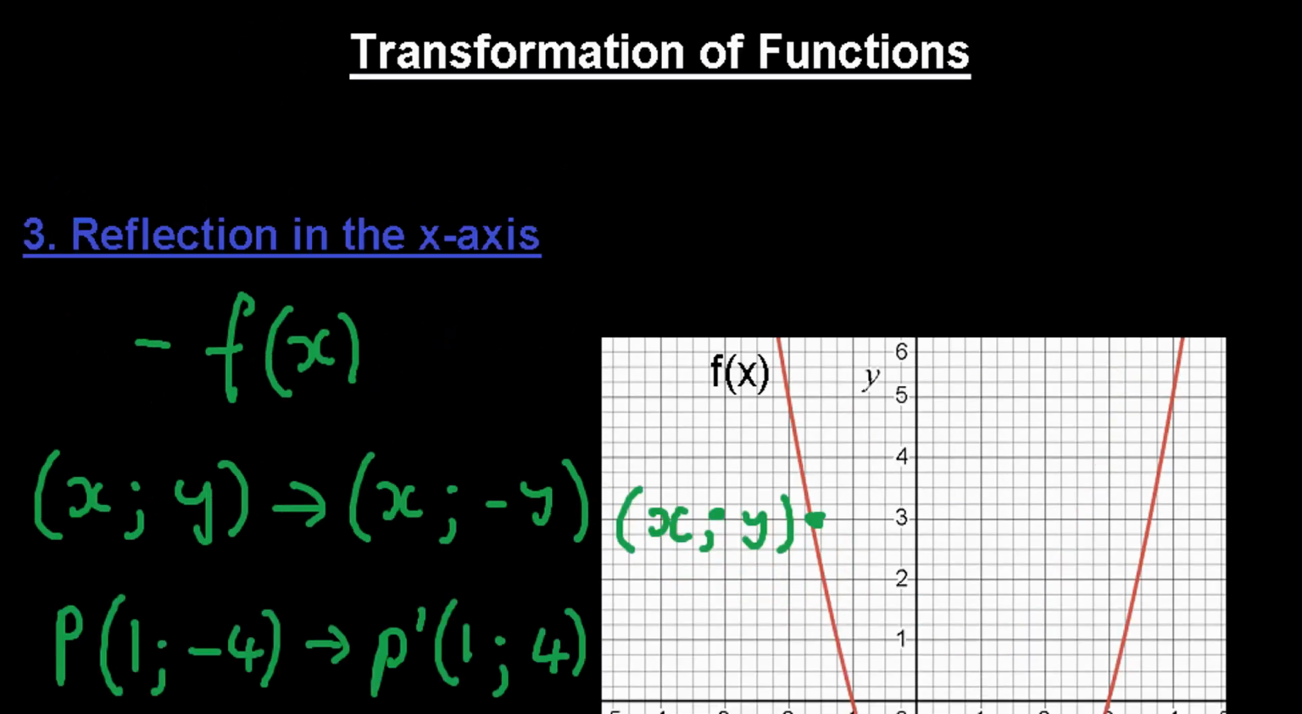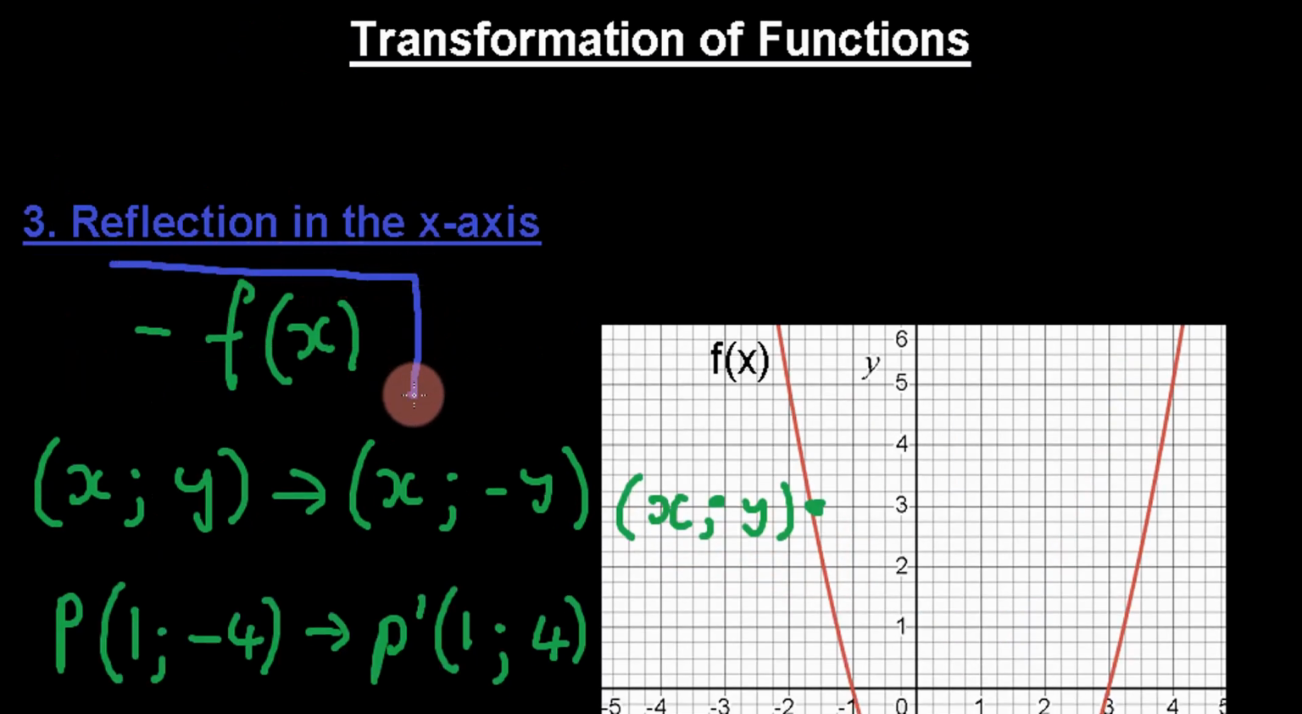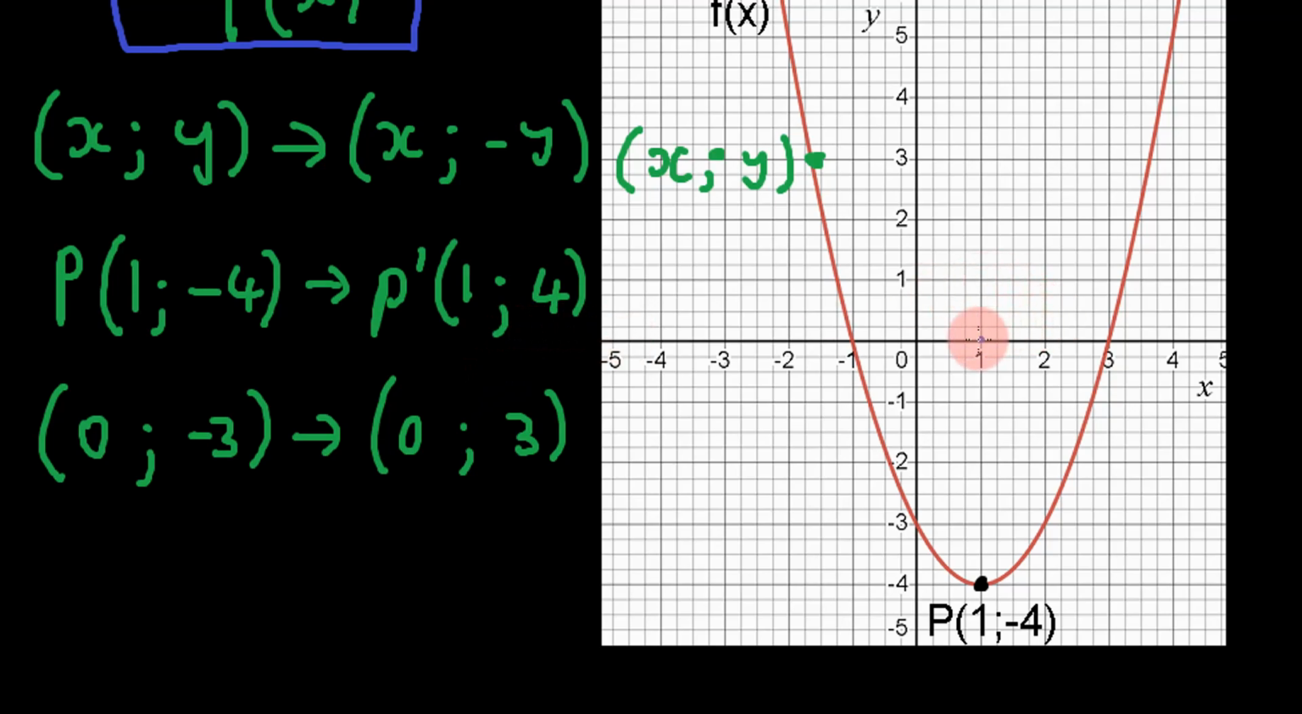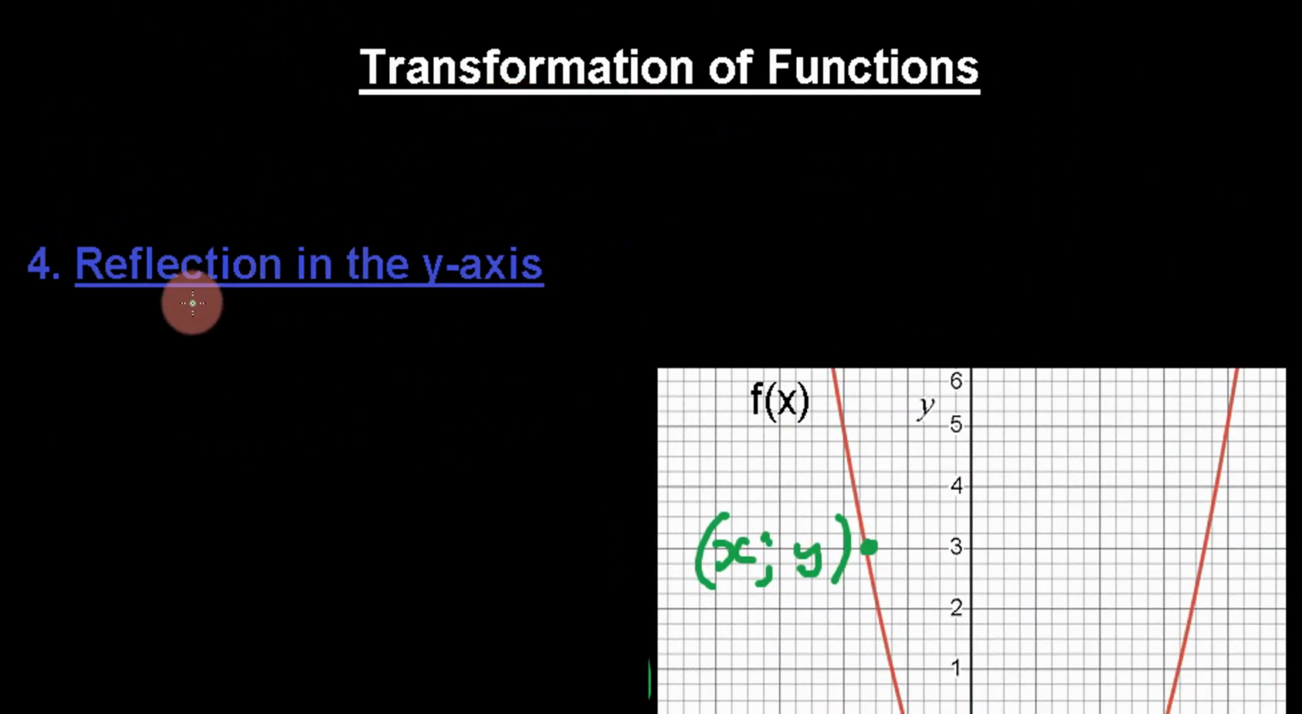Then the turning point of the graph of negative f of x will be 1, 4. And the y-intercept will be 0, 3. Now our x-intercepts won't change because the y-coordinates of our x-intercepts are 0, so it won't change sign. So reflection then in the x-axis, something like this.